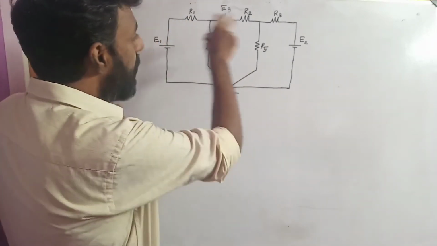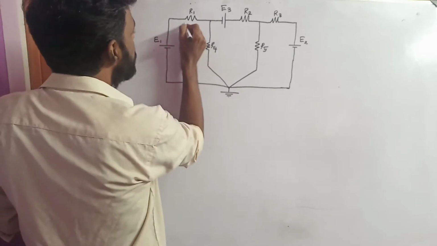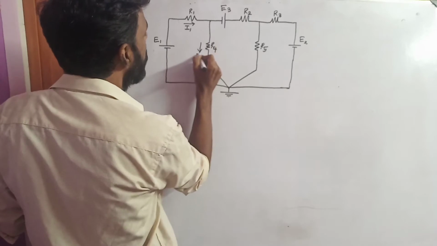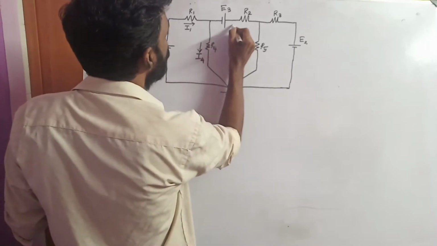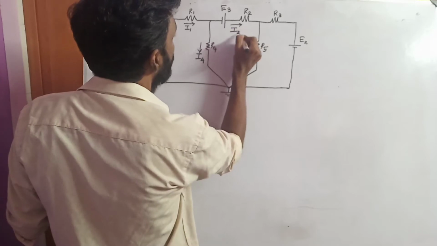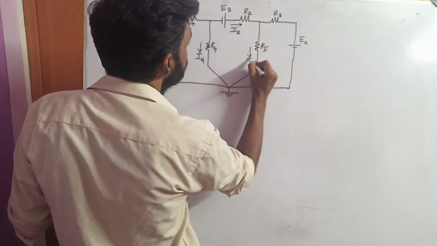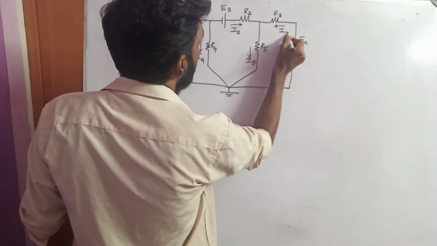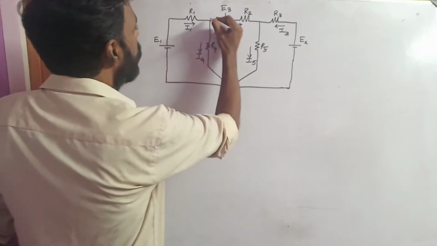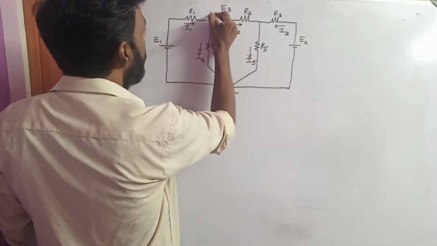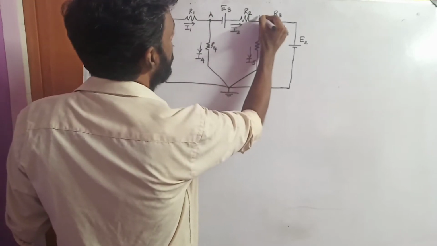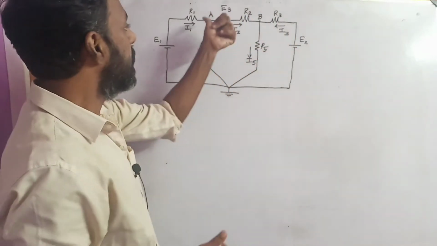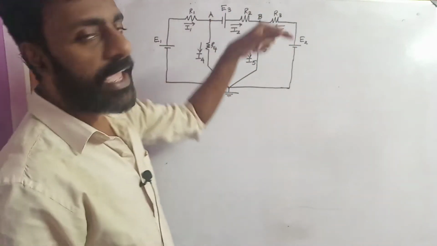Now you need to mark the direction of currents. So let us assume that a current I1 flows here, a current I4 flows here, a current I2 flows here, a current I5 flows here, and a current I3 flows here. So you have two different nodes. This is node A and this is node B. The voltage that is being developed in these nodes are denoted as VA and VB.